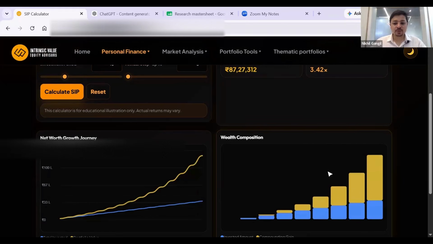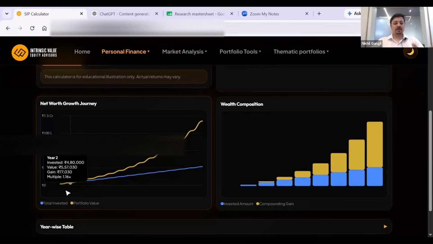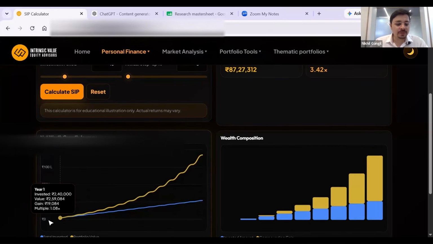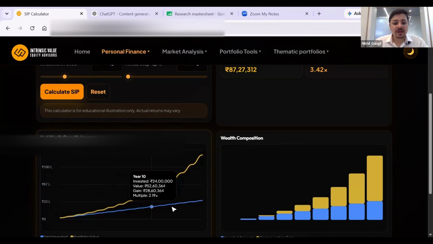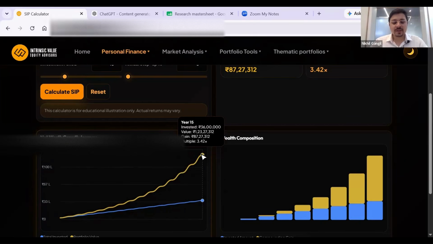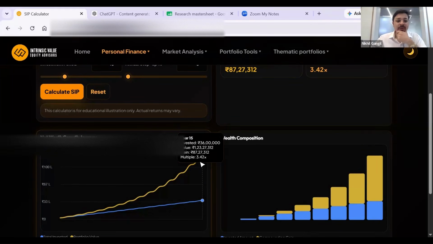What we have also done, just to make things more illustrative, is we have illustrated your whole journey in the next 20 years, 30 years, whatever the amount that you put here, investment period. And this is what it is going to look like. On the low side, you will see the amount that you will be investing, and the gain and the total value of that amount you will find in this one. So you will see the effect of long-term investing in this net worth growth journey.